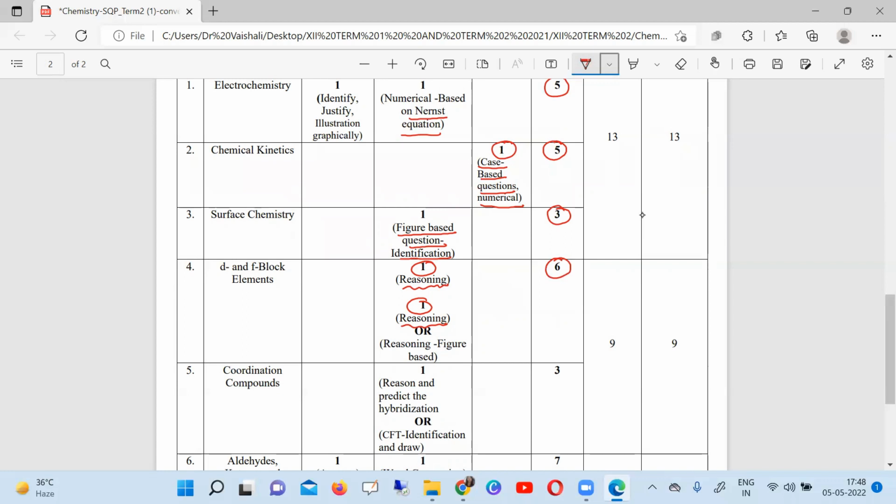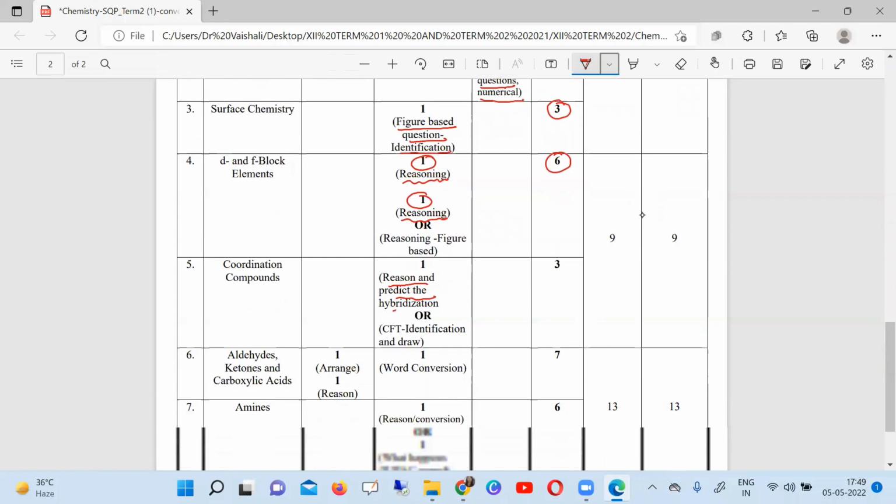The next chapter is coordination compounds, which contains 1 question: reason and predict the hybridization. So this 1 question is distributed as a reasoning-based part and a hybridization prediction. Even in this question there is an internal choice, and the second choice is a CFT-based question, which is just identification and drawing. So the coordination compounds weightage is 3 marks.